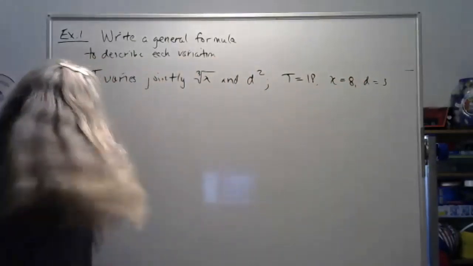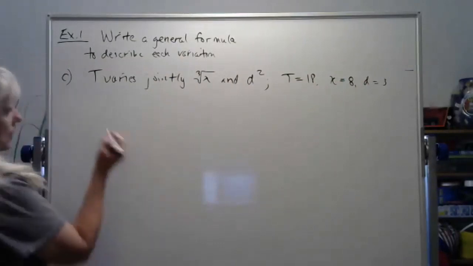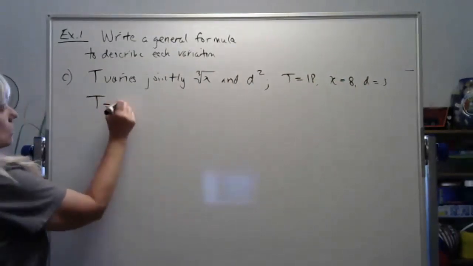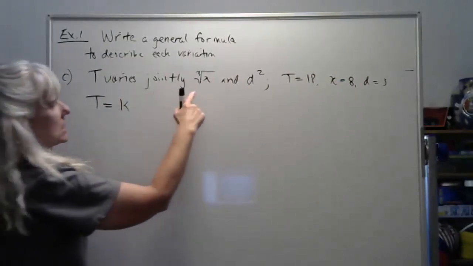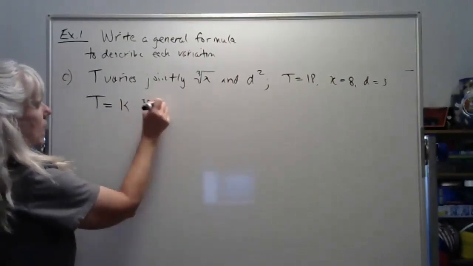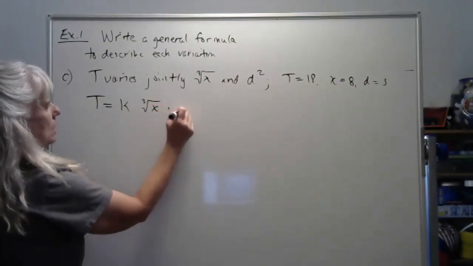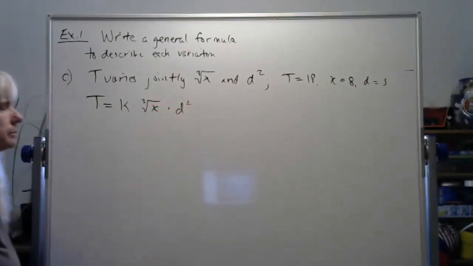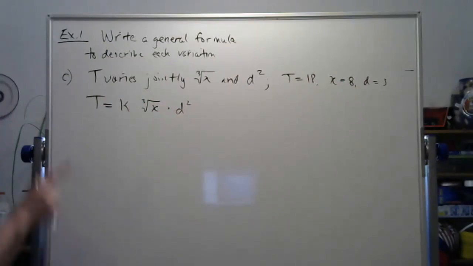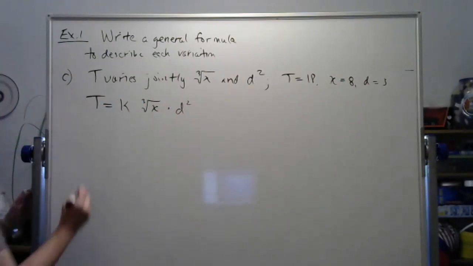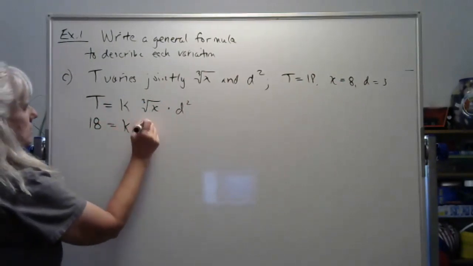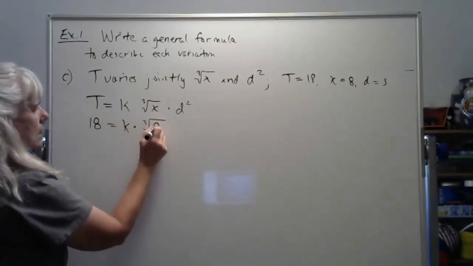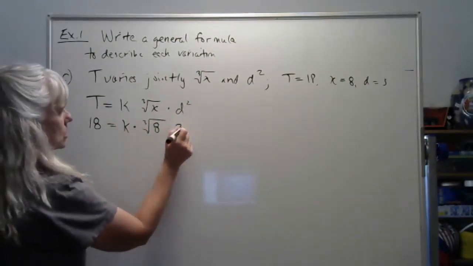Again, we know that jointly means to use a product. So we're going to start off with T equals and then K. Varies is the equal sign, we immediately put a K, and jointly means a product, so now we'll put the cubed root of X, and then times D squared. On the right side, I just have K times the cubed root of X times D squared. Let's plug our numbers in to see if we can figure out what K is. T is 18, K times the cubed root of X, which was an 8, times D squared, which is 3 squared.